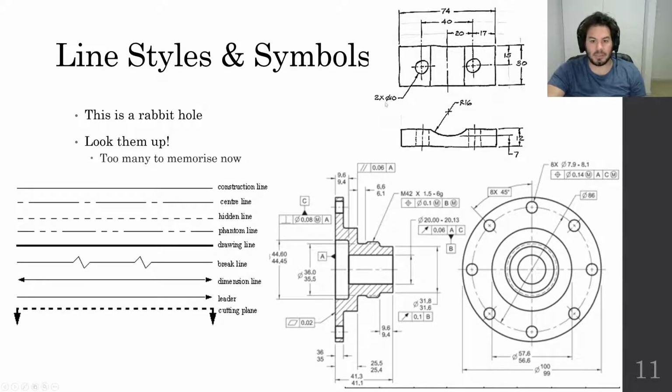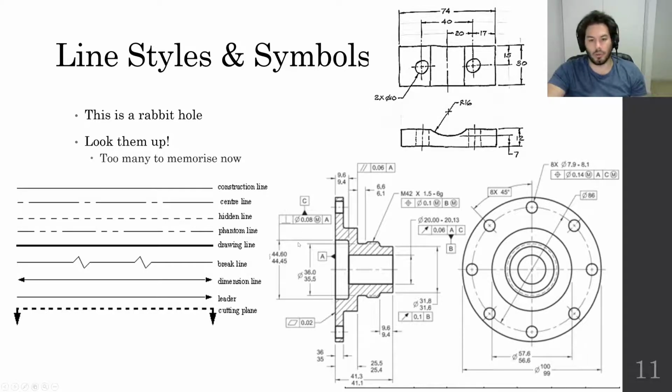This is a diameter symbol. So 2 by diameter 10, meaning 2 circles here are 10 millimeters in diameter. This is a radius, so radius 16. Anything that's going to be a hole, a drill bit is used to make this. Drill bits are measured by diameters, so you always put diameters in. Don't put radiuses to this because that's just a pain. So 2 by diameter 10.